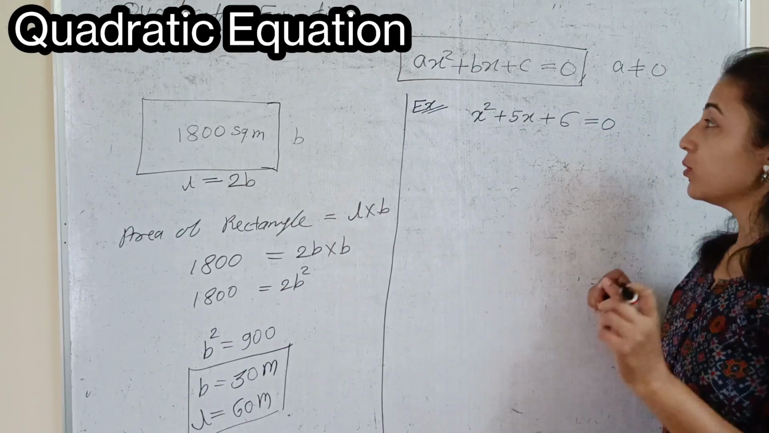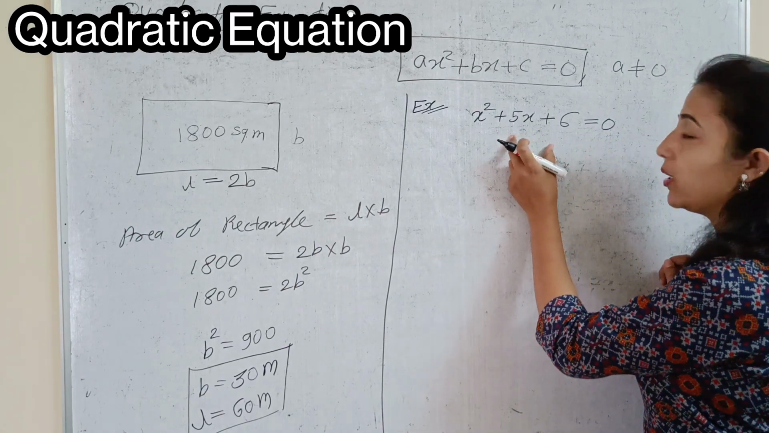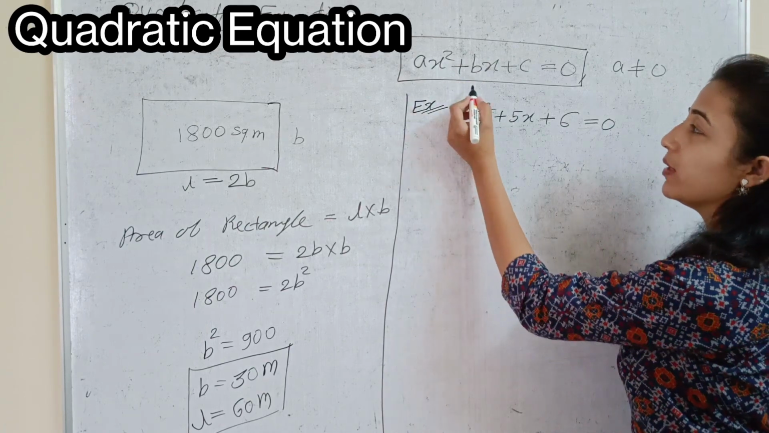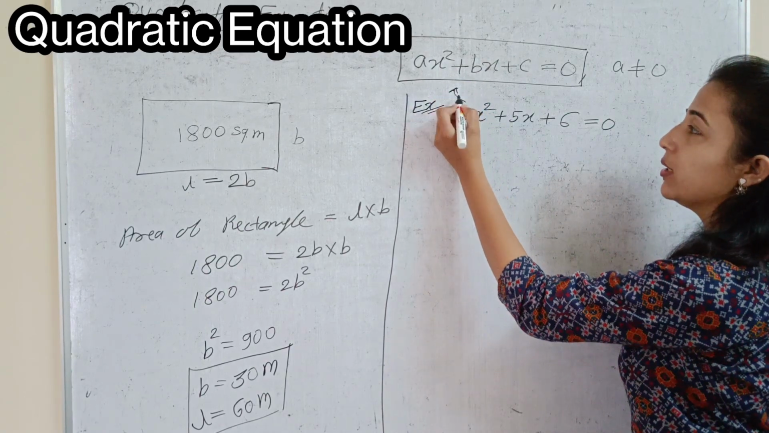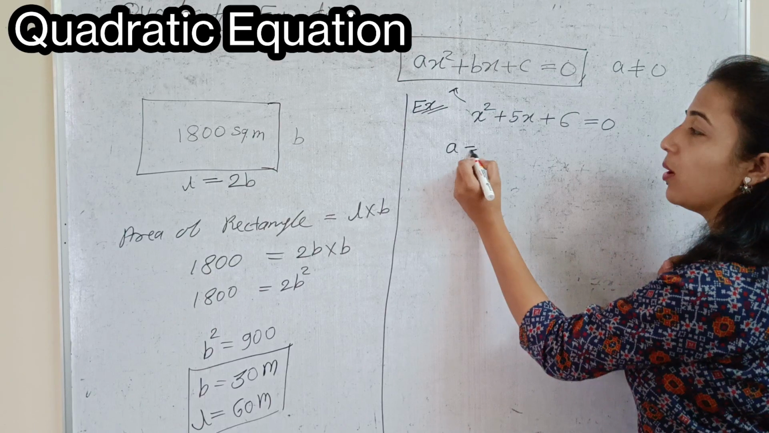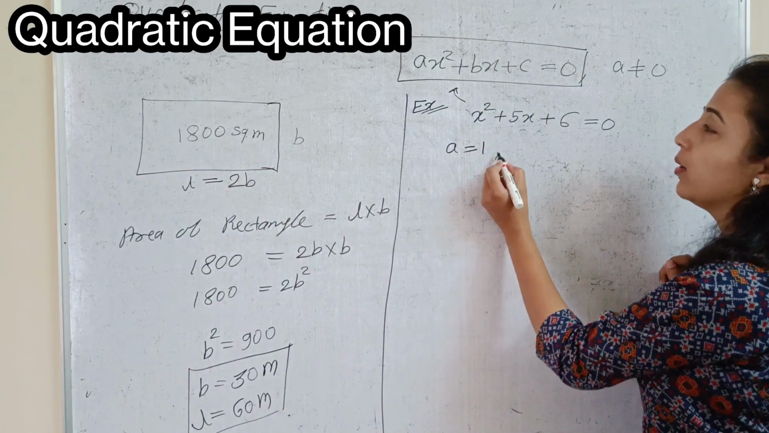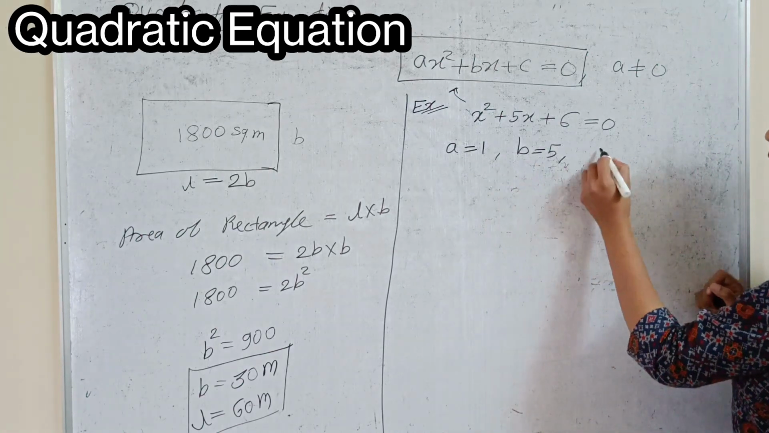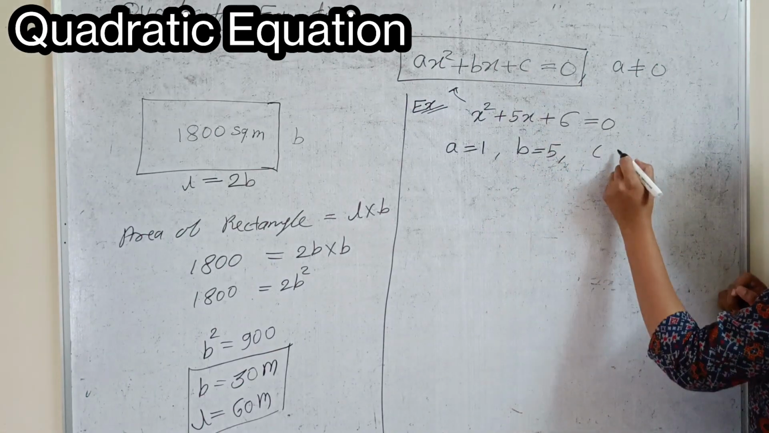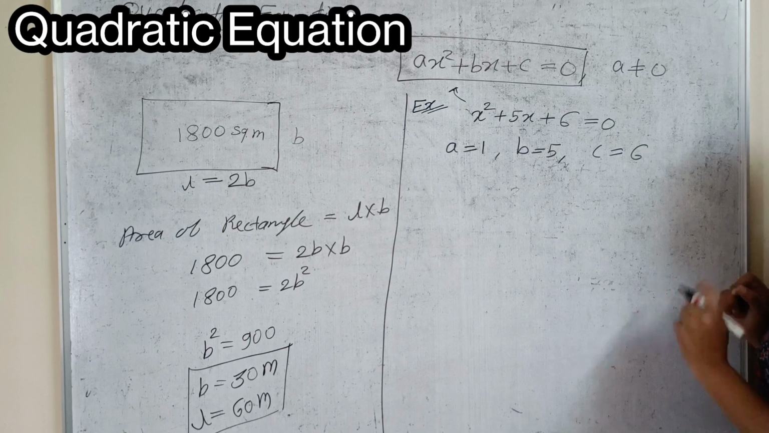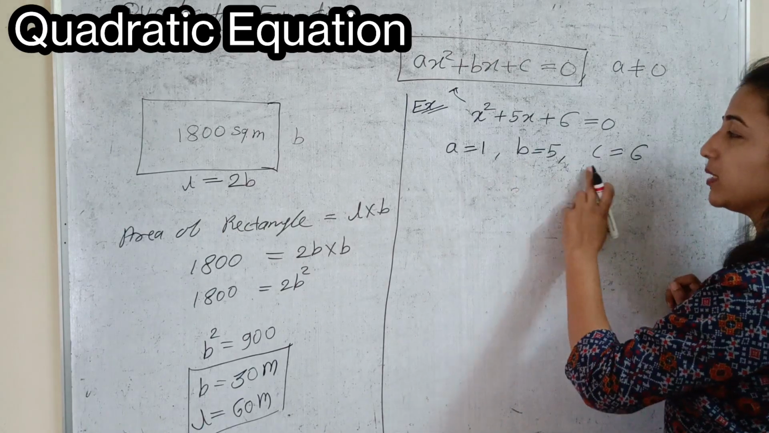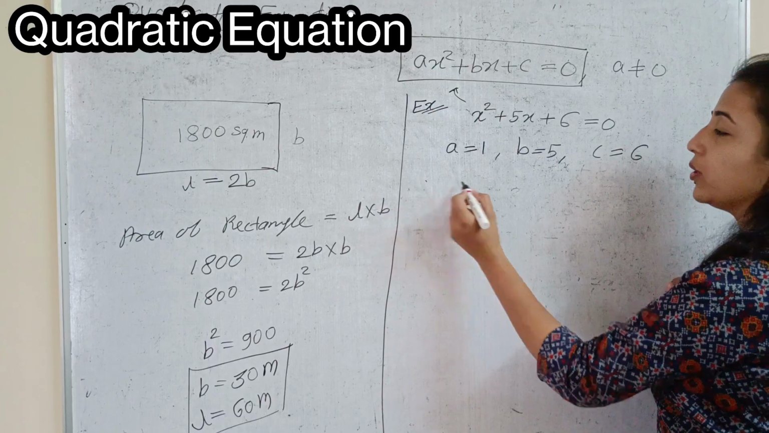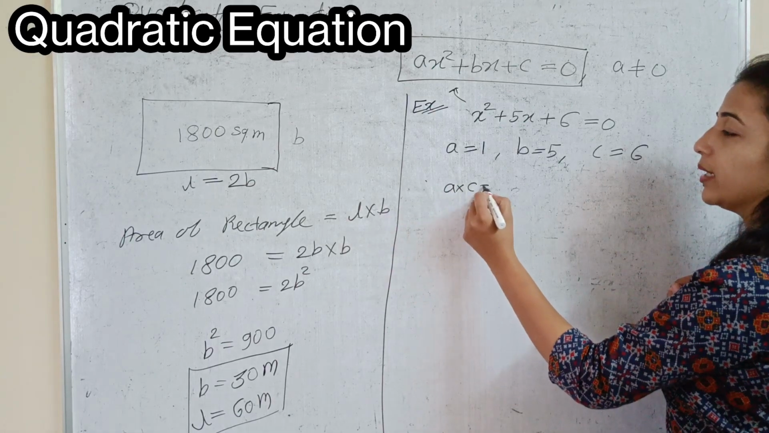To write this expression in the form of a product, we have to compare this equation with the general form of a quadratic equation. So A is the coefficient of x squared, that is 1, B is the coefficient of x, that is 5, and C is the constant, so it is 6. Now A, B, C are known, so take the product of A and C. So A into C is 6.